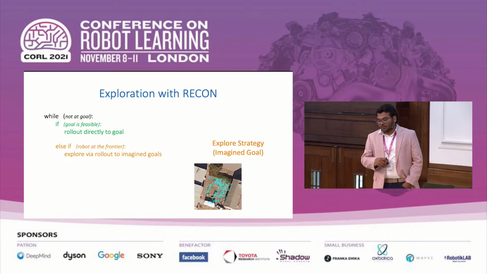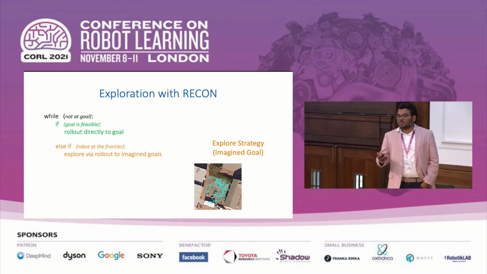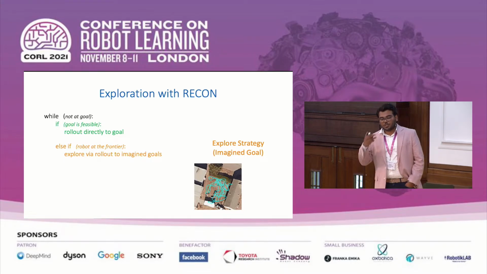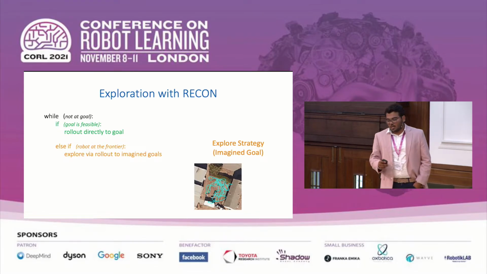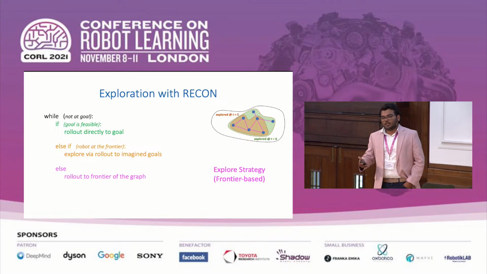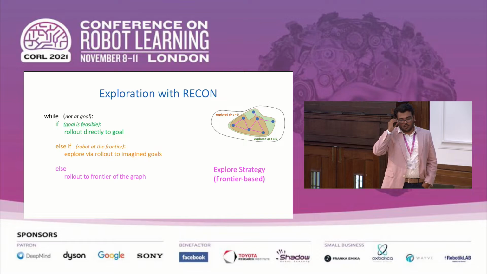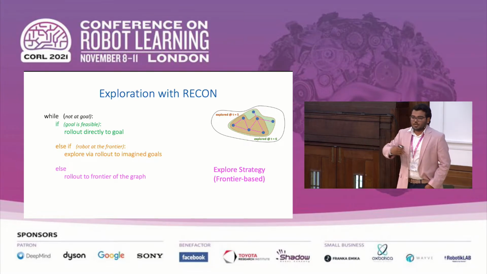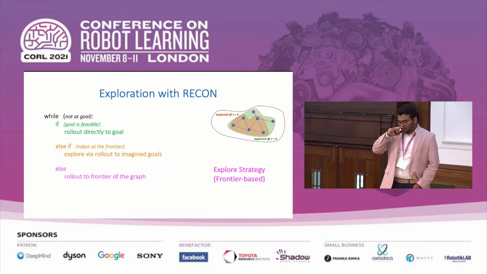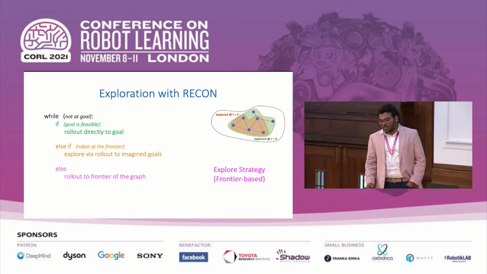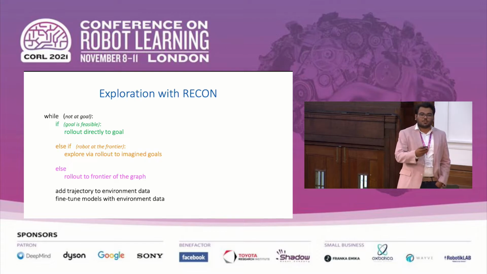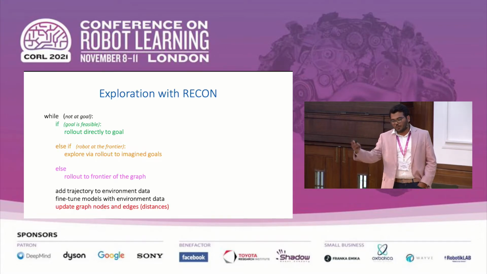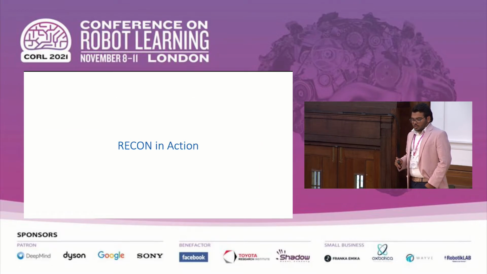Otherwise, if the robot is at the frontier of the graph, it adopts an imaginary sub-goal sampled from the VIB prior. This is in line with a lot of work in exploration using imagined goals. It's the scenario where the robot attempts to reach imaginary goals at the frontier of the graph to find new states that it has not visited in the past. And lastly, if it's somewhere inside the graph and not exactly at the frontier, it adopts one of the nearby edges of the graph to navigate to the frontier, so it can quickly expand its coverage in the new environment. And at the end, we add the trajectory and fine-tune all the models, update the graph, and keep going. All right, so let's look at a few examples.